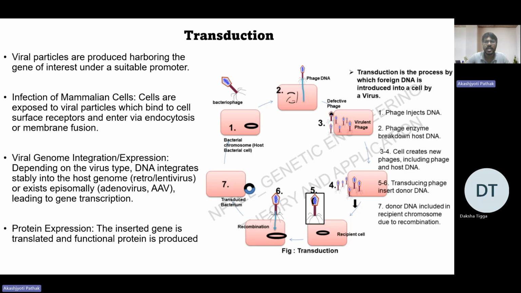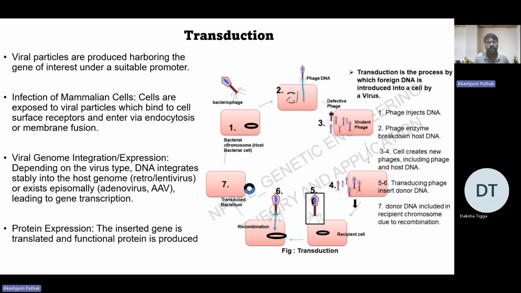Now, what is transduction? There are three main processes: transformation, conjugation, and transduction, which we learned in class 12. Transduction is when we use viruses to transfer the gene of interest into the host cell. Okay. So you can see this figure here. What this bacteriophage is doing is transferring the DNA from one bacterium into the cell of another bacterium. So you see this is the bacteriophage. It has this tail, this is the head, and these are the tail fibers.